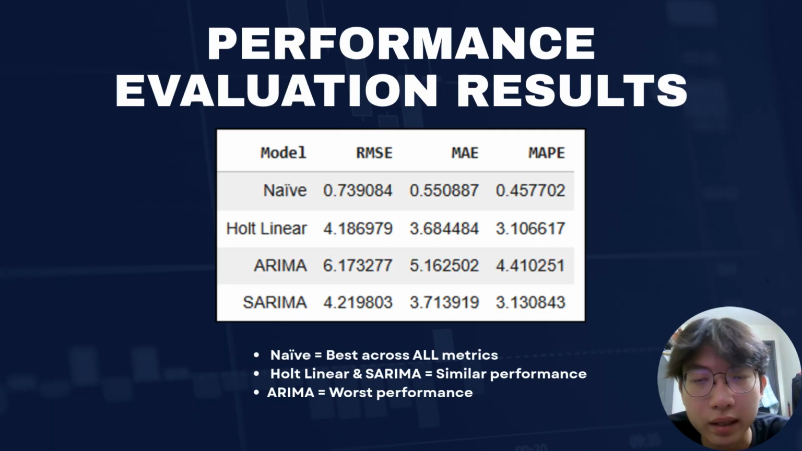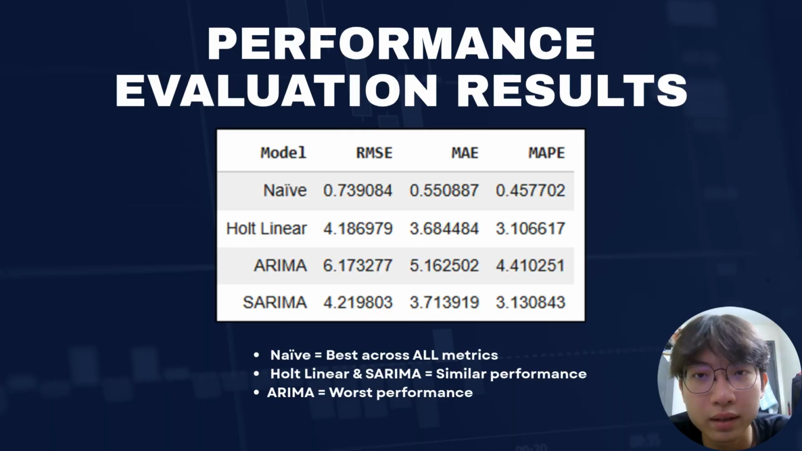Here is the forecast accuracy comparison table. The Naïve model achieved the lowest error across all metrics, with an RMSE of 0.7391, MAE of 0.5509, and an MAPE of 0.4577%. Holt Linear and SARIMA performed similarly, with RMSE around 4.2, while ARIMA performed the worst with RMSE of 6.17.